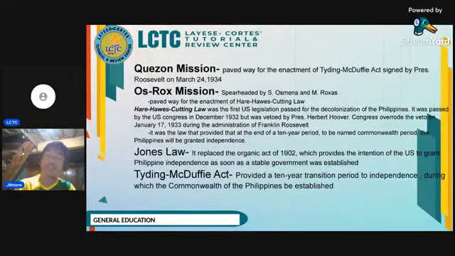Take note, it was President William McKinley who said that the Philippines should remain under American colony. Okay? That was 1899. Take note that for many years, until 1932, the Hare-Hawes-Cutting law was the first US legislation passed. Okay? Passed for the decolonization of the Philippines.